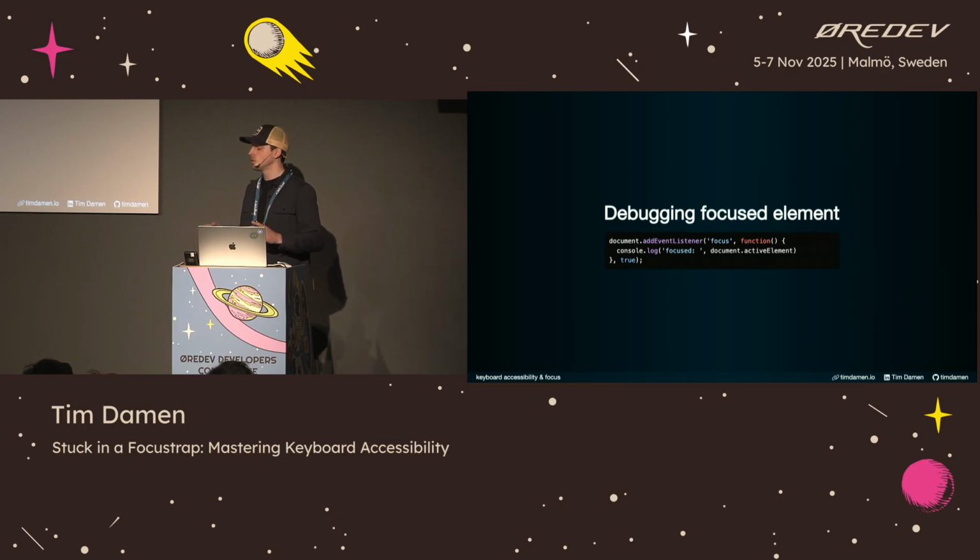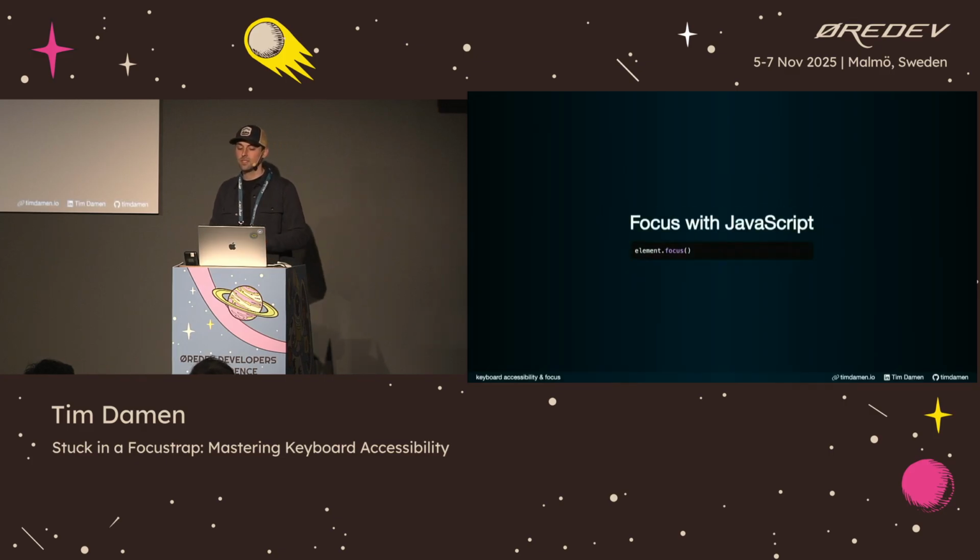When someone removes the focus ring, and you need to find it again and can't figure out a way, you can add this into the console, and you get notified by console log on what element has the focus at the time. So maybe a nice tip. And then you can also set the focus with JavaScript. You can use JavaScript to focus an element, for example, with the dot focus method.